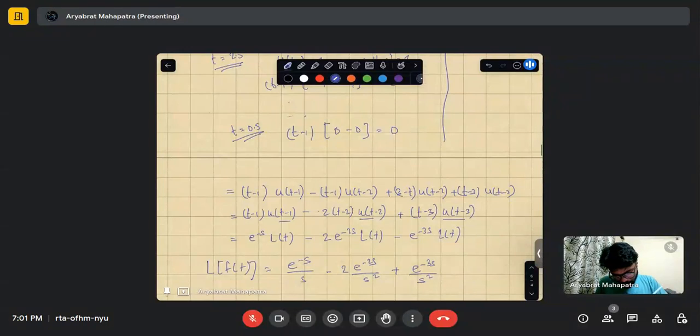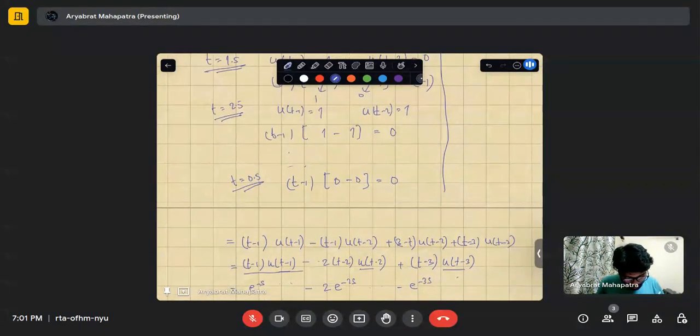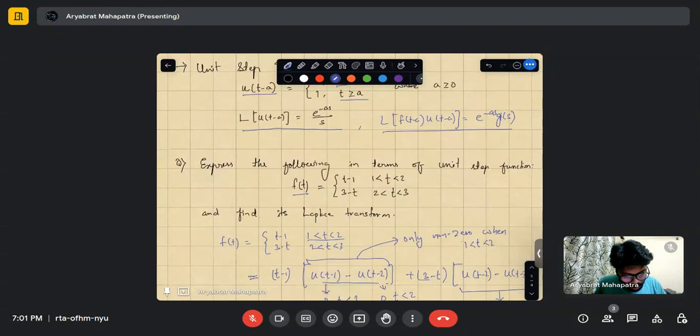Oh, I'm sorry, I just wrote this. This won't be just because. So what I did right from this step, after this line, I'm using this property which I showed you right here. This one. So f of t minus a multiplied with u of t minus a, its Laplace transform is exponential of minus as times g of s. And at the same time, I'm also using this property, Laplace transform of u of t minus a is exponential of minus as by s.